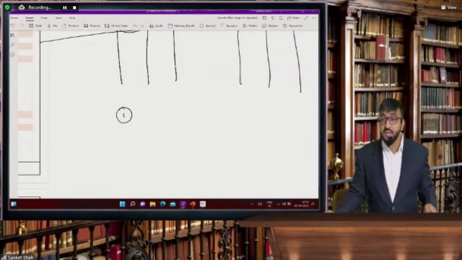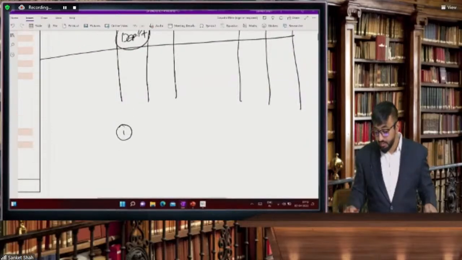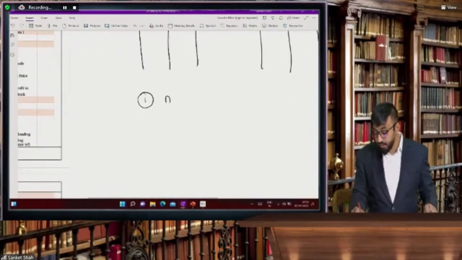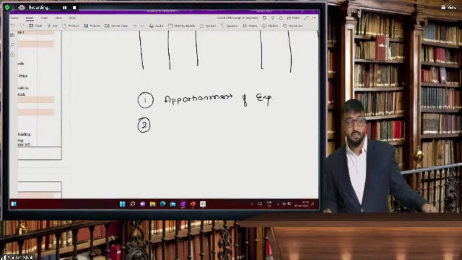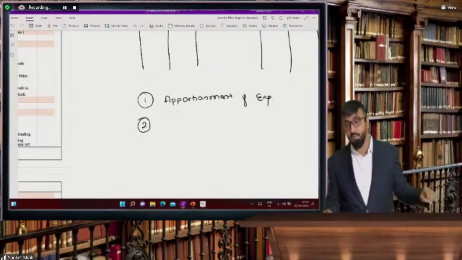Now the question is, sir, the first difficulty is apportionment of expenditure. Apportionment of expenditure. Now the second important point, please listen carefully.